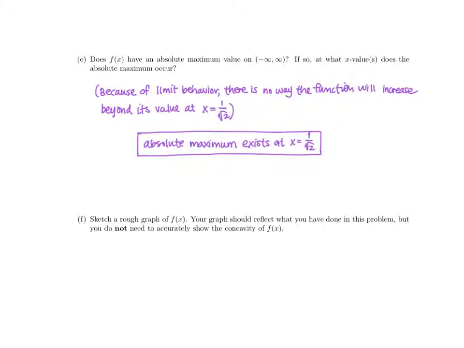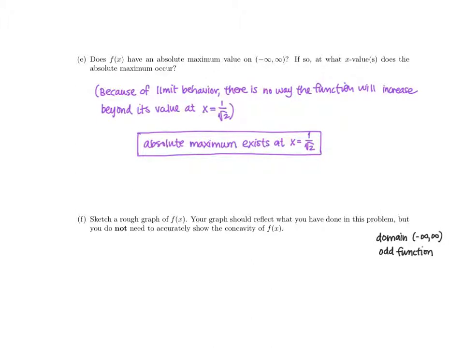So now our job is to sketch a rough graph of f. Our graph should reflect what we've done in the problem, but we don't need to accurately show the concavity. Now I want to put, again in bullet points, everything we've done so far. First thing is, the domain is all real numbers. Next, it's an odd function. It needs to reflect over the y-axis and then reflect over the x-axis.